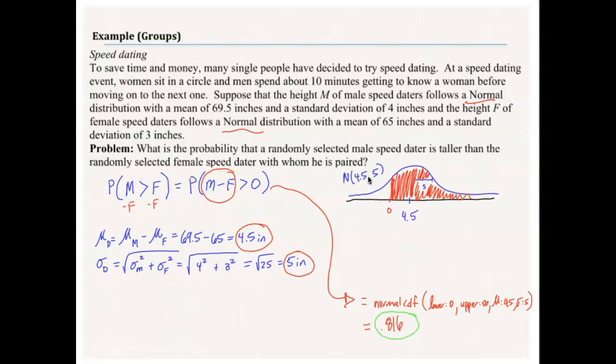If you're concerned with societal norms and the male has to be taller than the female, I don't know why you're doing an insane thing like speed dating in the first place, because that's not normal. Okay, so that's it.